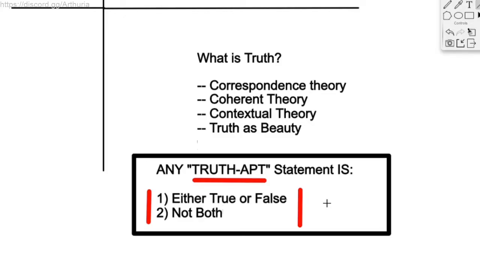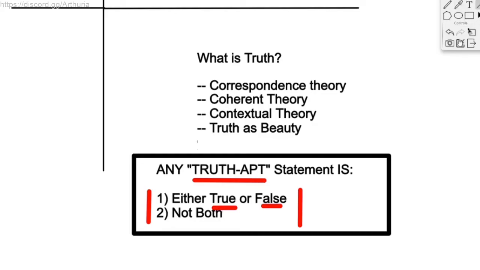Maybe something that is subjective, like I think you look beautiful. See, that is truth apt because it's either true that you think that or it's false that you think that. What if I just say you look beautiful? That could be truth apt. Yeah, you're making a claim that it's true that you look beautiful.